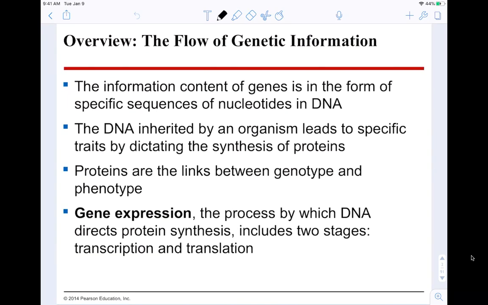So the overview is going to be the flow of genetic information. This is the central dogma of biology that we'll talk about, but basically your DNA is the blueprint, and then your DNA is turned into RNA, which can then be translated into proteins.